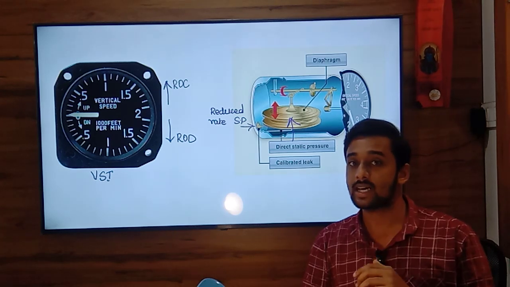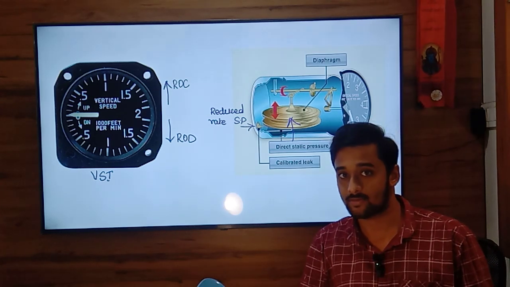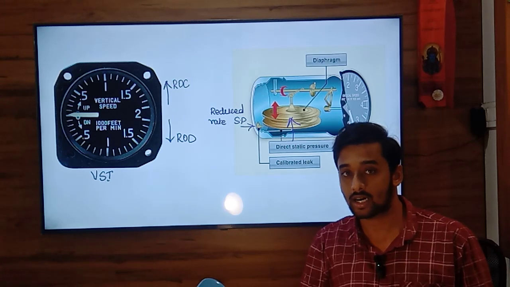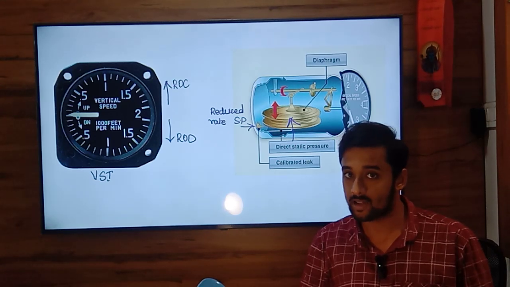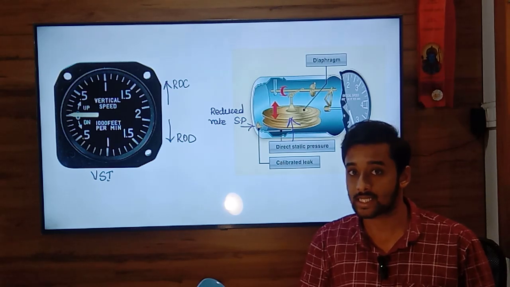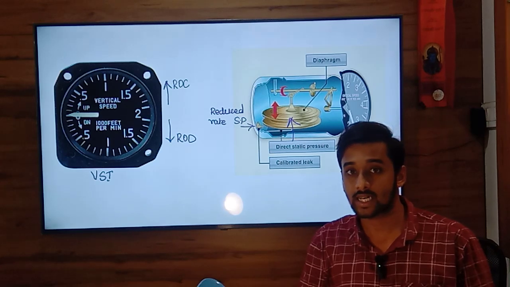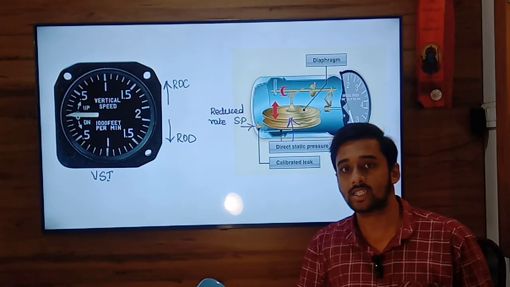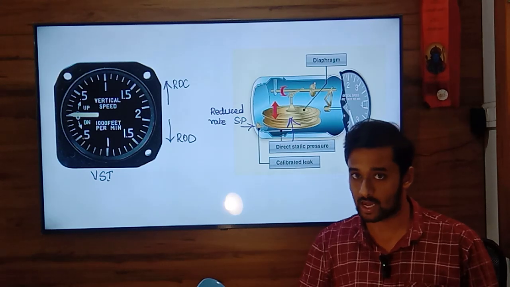Now, as the aeroplane climbs or descends to different levels, the static pressure going into the aneroid capsule will be different. If it climbs, the aneroid capsule will get less and less static pressure. If the aircraft descends, it will get more and more pressure, right? So that pressure directly will be felt by the aneroid capsule.